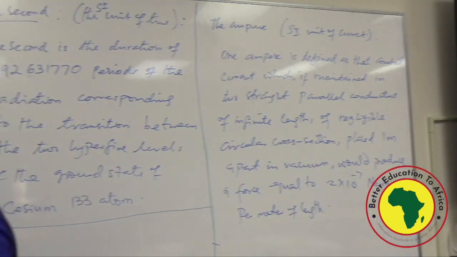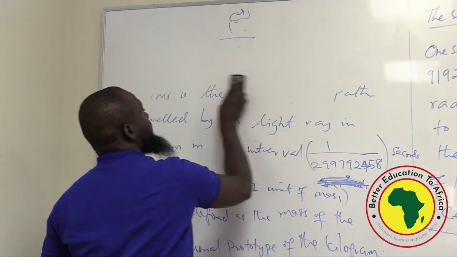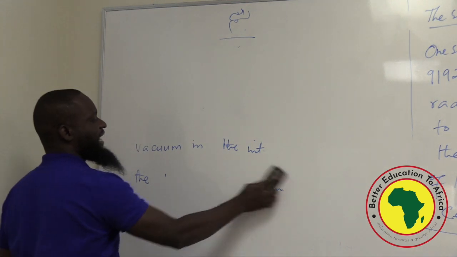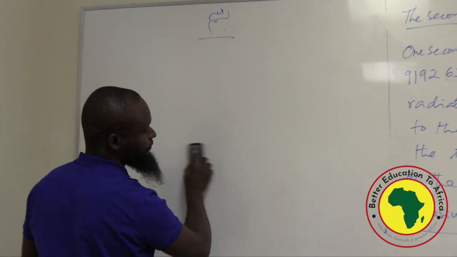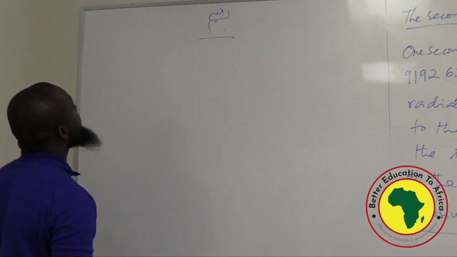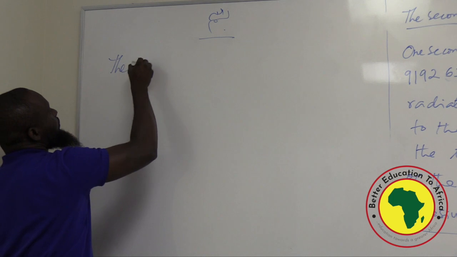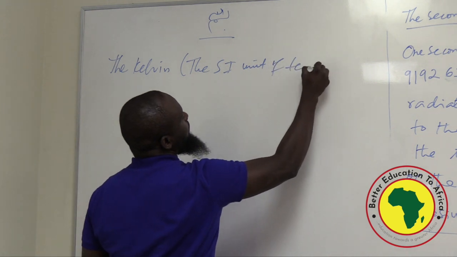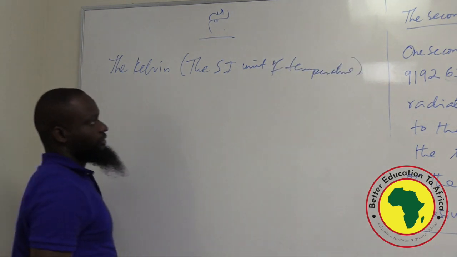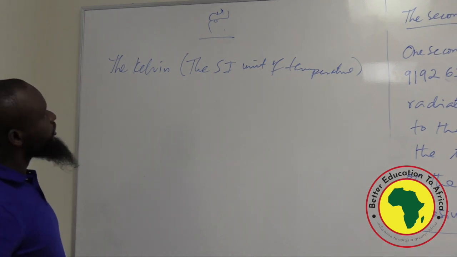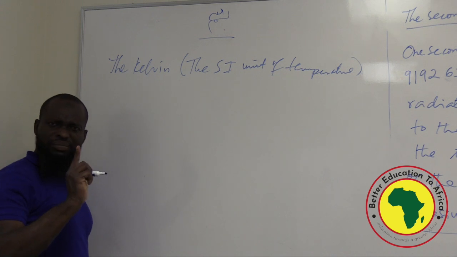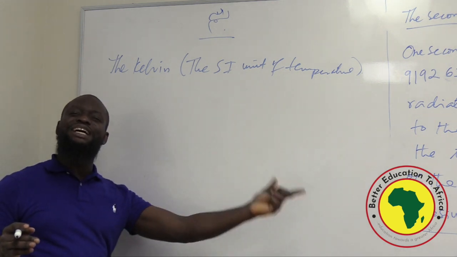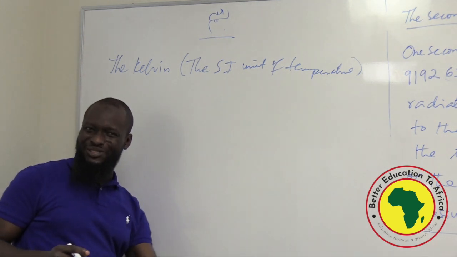Now let's define the unit of temperature. The Kelvin. The SI unit of temperature. Unit means one. That is why all of these units are like 1 second. Then you say 10 seconds, 10 meters. So 10 times one unit becomes 10 of the multiple.